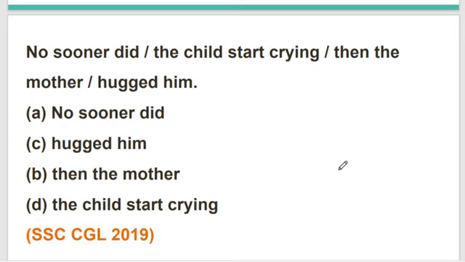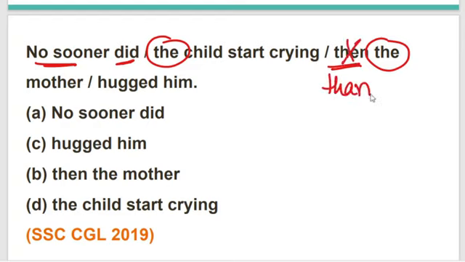No sooner did the child, that means we are talking about a particular child, start crying. Why start? Because here we have already mentioned did, which is past tense, hence we can write start. Then the mother hugged him, and then here it is written then the mother, again getting specific. So in these cases, usually we know when a sentence is starting with no sooner and the subjects are getting specific, we usually use the word than and not then. So the correct sentence is, no sooner did the child start crying than the mother hugged him.